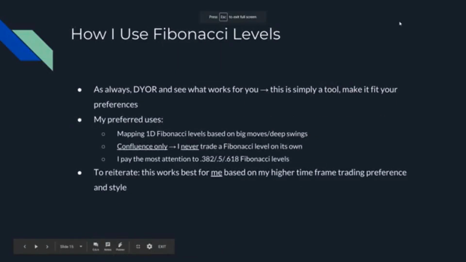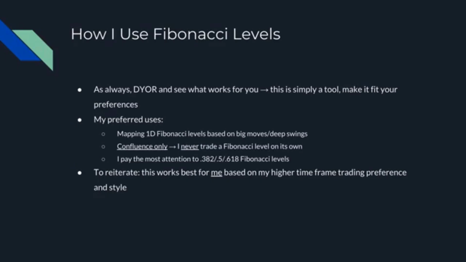Now, how I use Fibonacci levels. So as always, do your own research and see what works for you. This is simply a tool, so make it fit your preferences. And more than almost any other lesson, or perhaps any other lesson that I've done, there is a lot of room to customize and adjust and play around with this tool than a lot of others. Regardless, what are my preferred uses? Well, I prefer the deep daily swings.